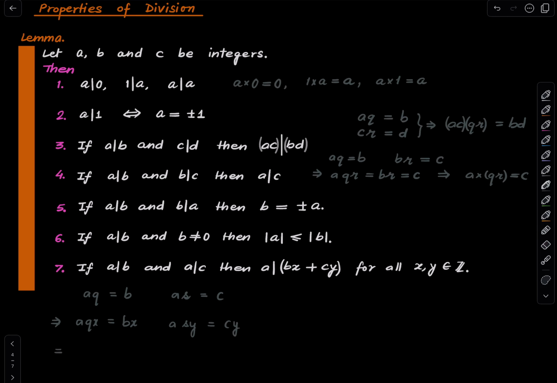And now adding these two equations, we get AQX plus ASY equals BX plus CY, which gives A times QX plus SY is equal to BX plus CY, and that's it. That shows that A divides BX plus CY. So that's very nice, but of course, we all know these things. All right.